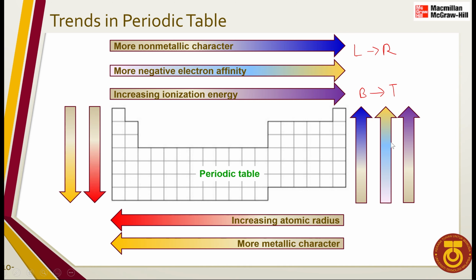Then we also have the trend from the right to the left and also from the top to the bottom. From the right to the left, we have increasing atomic radius and also more metallic character. Okay, from right to left, this is a similar trend to from the top to the bottom. So maybe you can just remember one of those, then you are not confused. If you try to remember everything, then you might be confused, right? So try to remember these two arrows, and then the rest is the opposite of it.